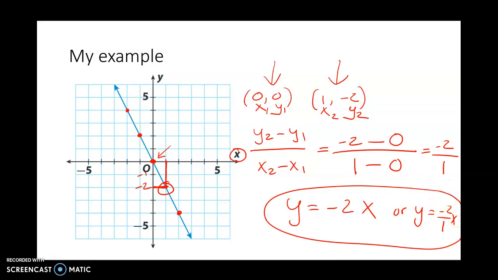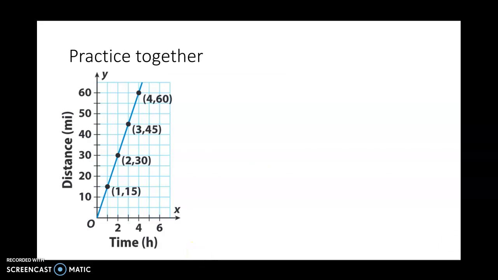Let's try another one. This one nicely already has points for you. So you can use 0, 0 again, but let's use some other numbers so we can actually do some nice subtracting. I'm going to pick these 2. You can pick any 2 you want. It doesn't matter. But my recommendation is the lower, or the smaller numbers you pick, the less subtracting you have to do. So I'm going to rewrite these: 1, 15 and 2, 30.